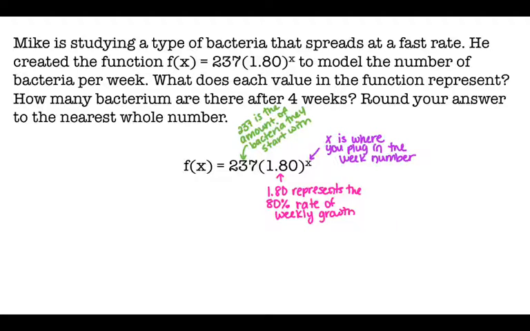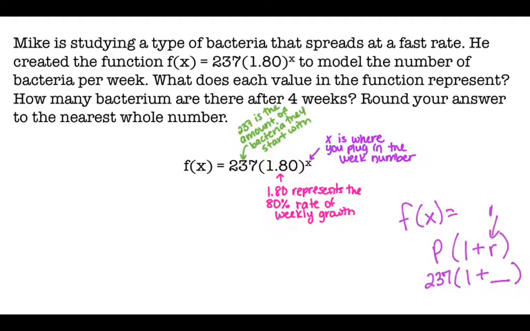It was capital P times 1 plus R. So if we had this problem, we would have 237 here, and then we'd have 1 plus what number, which is the rate at which it's growing, right? What number is going to equal that 1.80 that's in the function? And that would have to be the 0.80.